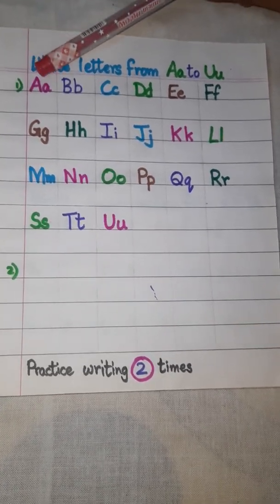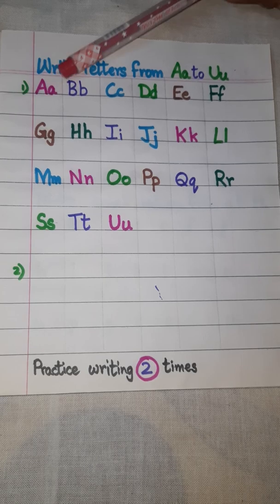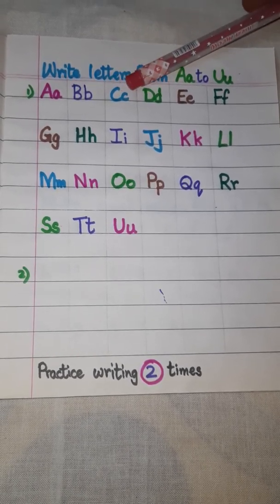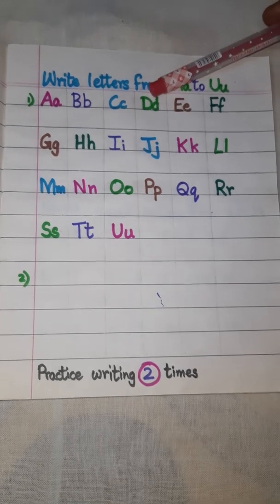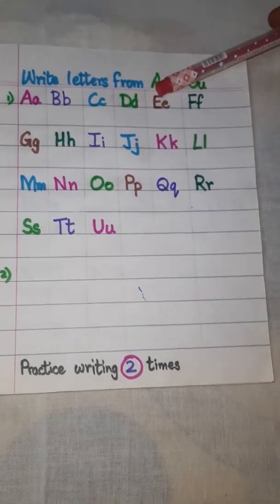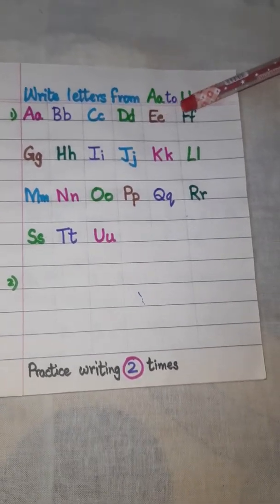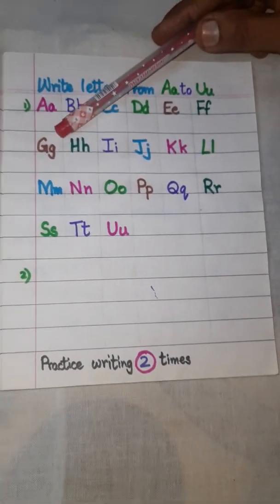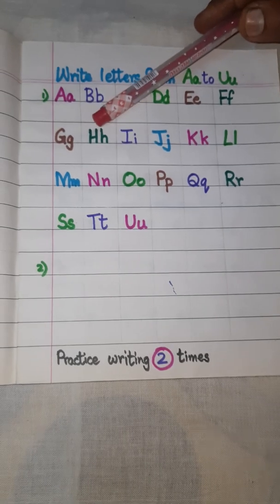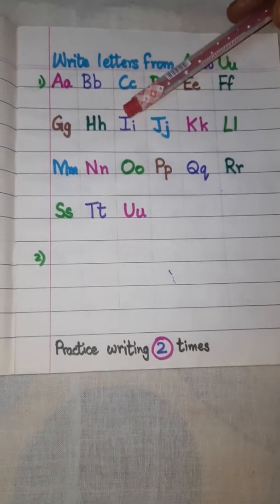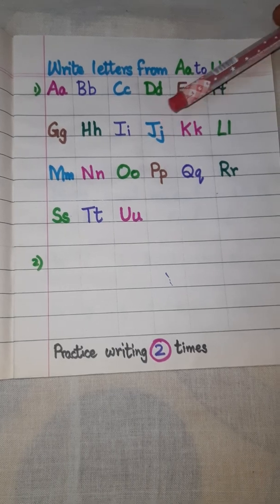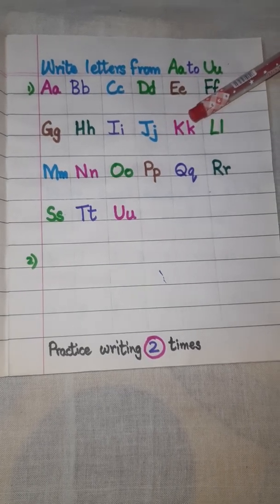Repeat after me children. Capital A, small a. Capital B, small b. Capital C, small c. Capital D, small d. Capital E, small e. Capital F, small f. Capital G, small g. Capital H, small h. Capital I, small i. Capital J, small j. Capital K, small k.